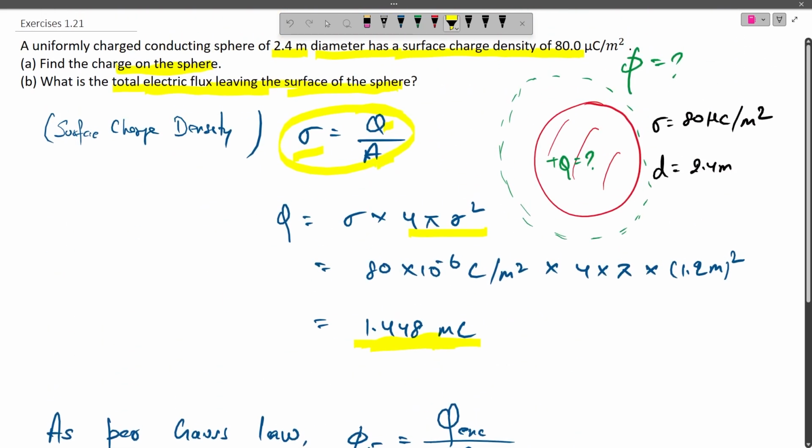Here we see that while assuming Gaussian surface, we can assume a Gaussian surface that covers this sphere of any radius. So just the sphere should be inside the Gaussian surface.